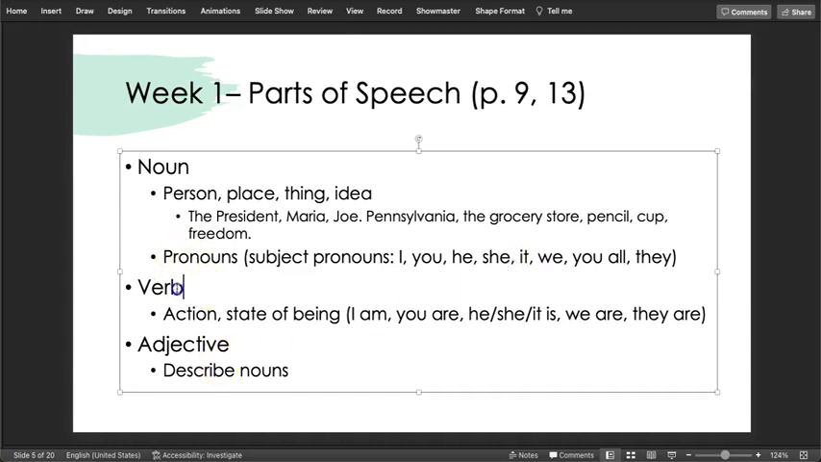So, moving on, verbs are actions or states of being. Example, run, jump, fly, sleep. These are actions, states of being. Just I am, right? I am Amy, I am from China, I am happy, right? So, being able to use those verbs correctly with the right pronoun or subject.